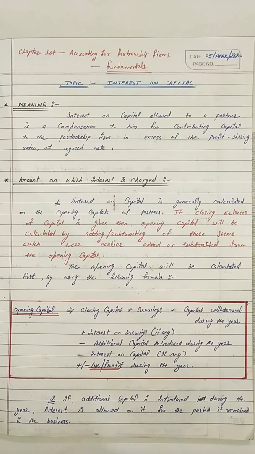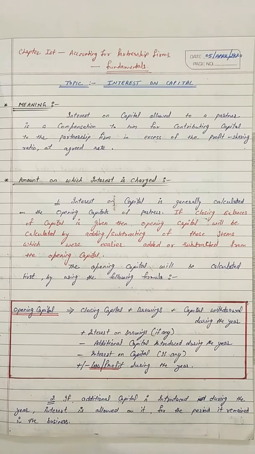Interest on capital is generally calculated on the opening capitals of the partners. If in the question closing capital is given, then opening capital will be calculated by adding or subtracting all those items which were earlier added or subtracted from the opening capital. The opening capital will be calculated first by using the following formula.